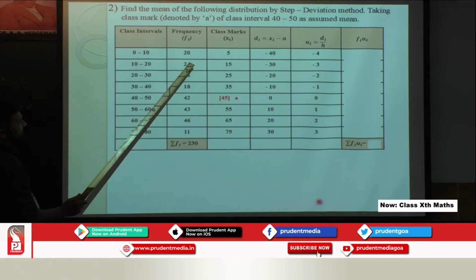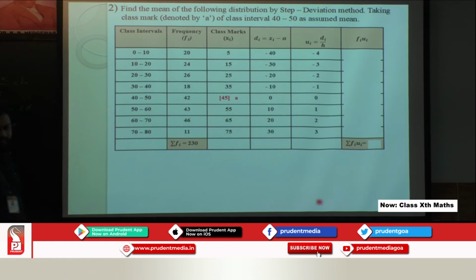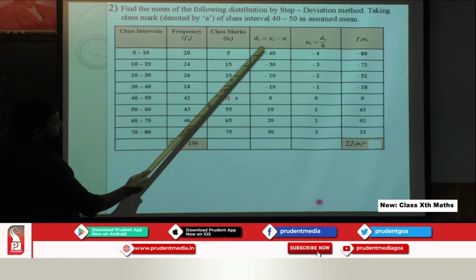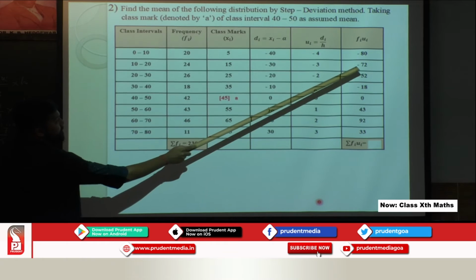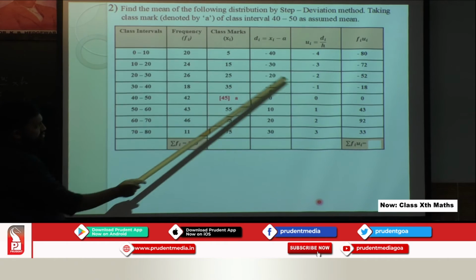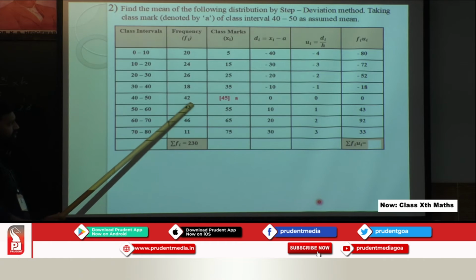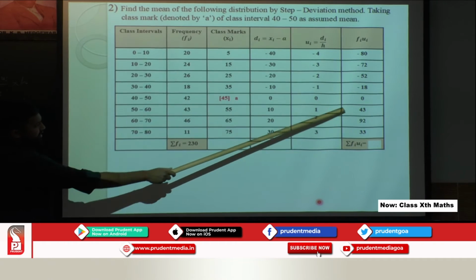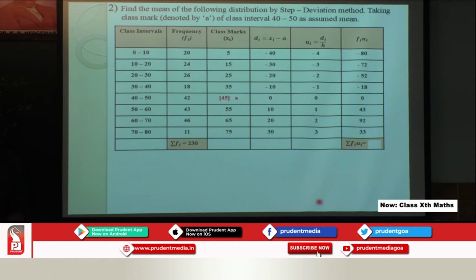The last column is what? You have to multiply Fi into Ui. You have to multiply these two columns. So let's multiply and you'll get the answer as 20 into minus 4 is minus 80, 24 3s are minus 72, 26 2s are minus 52, 18 1s are minus 18, 42 into 0 is 0, 43 1s are 43, 46 2s are 92, 11 3s are 33.